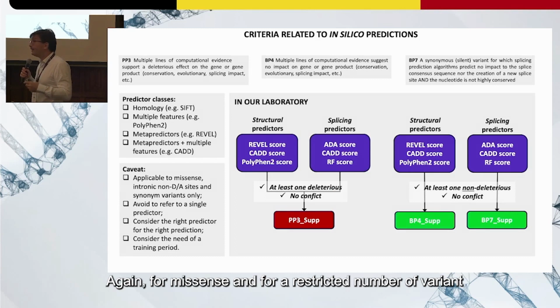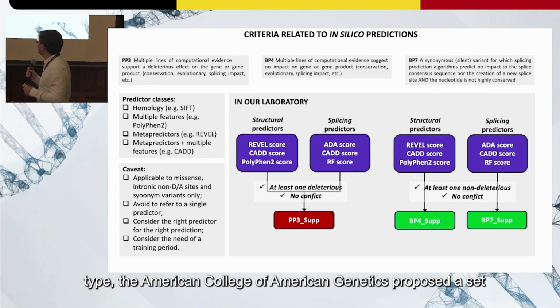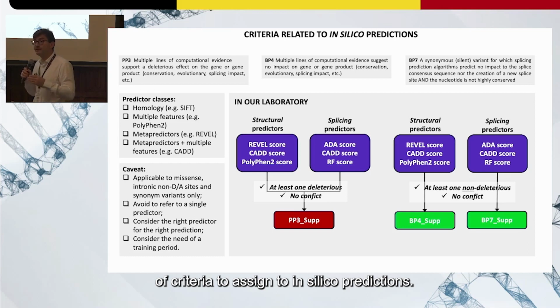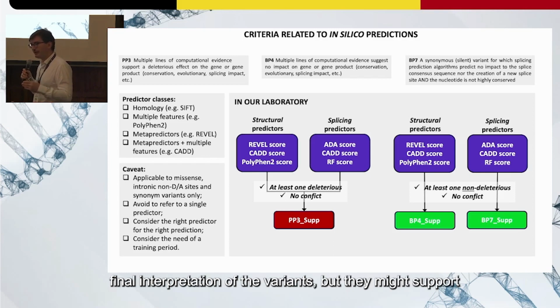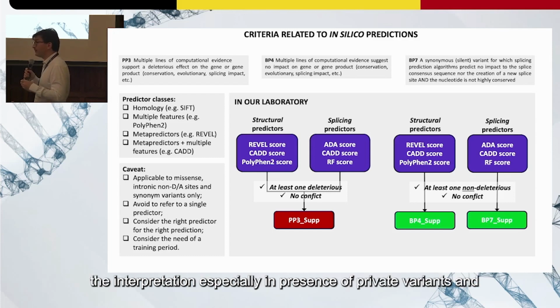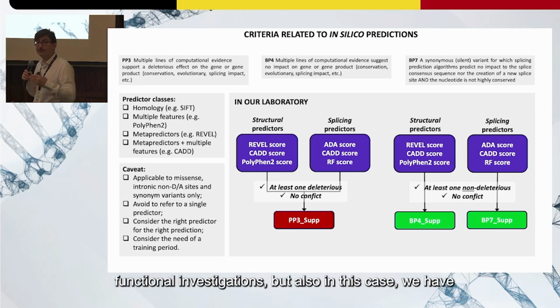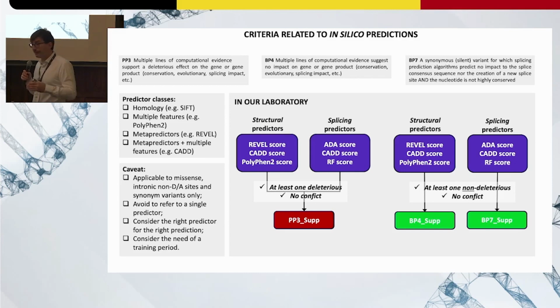Again, for missense and for a restricted number of variant types, the American College of Medical Genetics proposed a set of criteria to assign to in silico predictions. In silico predictions are not strong factors influencing the final interpretation of the variants, but they might support the interpretation, especially in presence of private variants and in the absence of the possibility to carry out functional investigations. But also in this case, we have many caveats to consider.